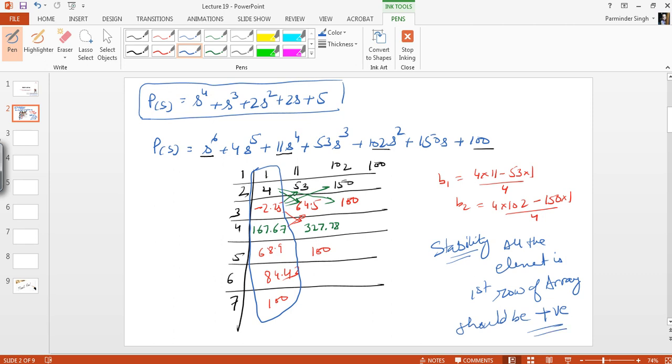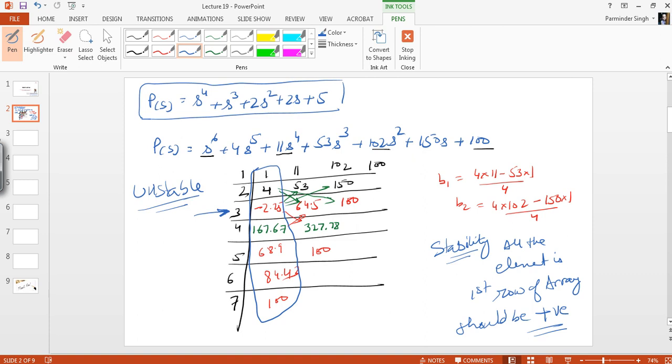Now 1 is positive, 4 is positive, we have a minus sign, then positive, positive, positive, positive. So only this one entry has a negative sign. That means the system is unstable, because we have one negative sign.